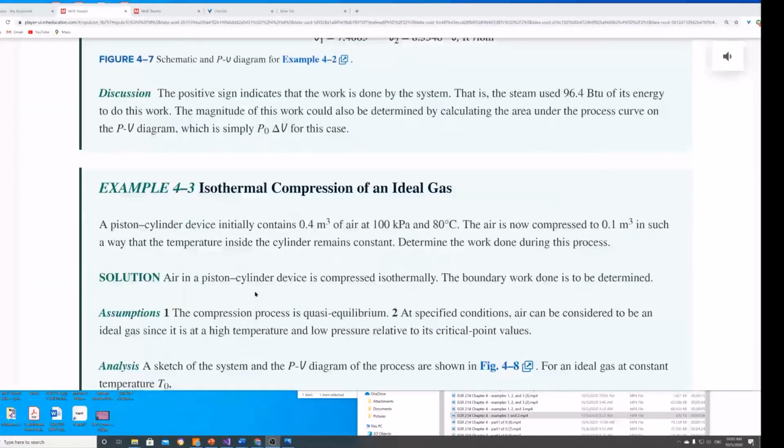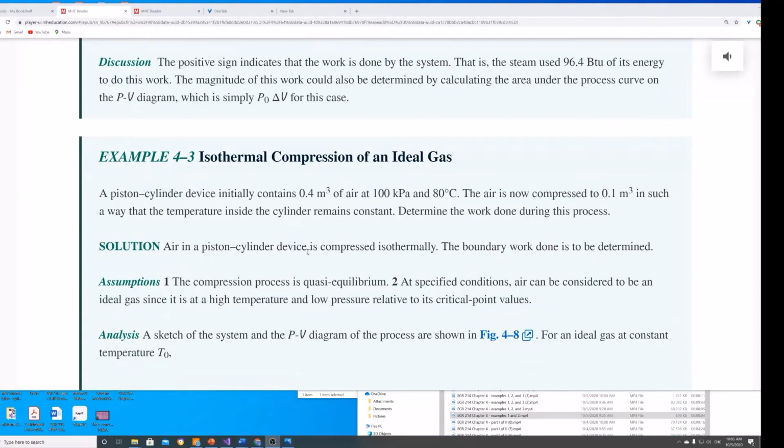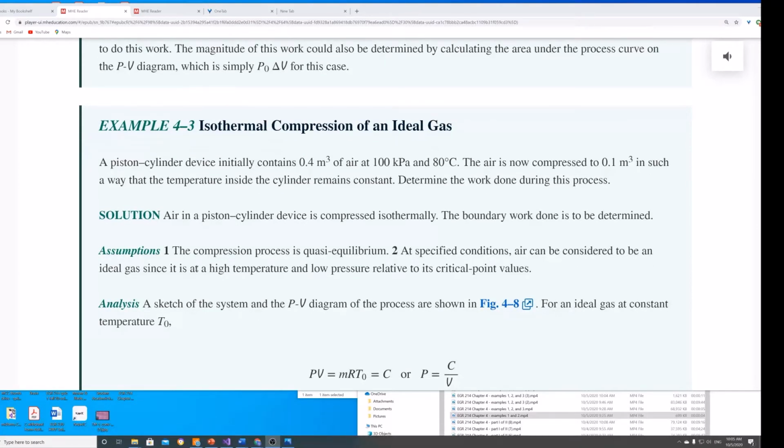Okay, so here's a solution. It's an isothermal compression process, and we need to determine the work. Okay, that's usual. We assume it's quasi-equilibrium, staying in equilibrium throughout, and air can be considered an ideal gas, so we make that assumption also.